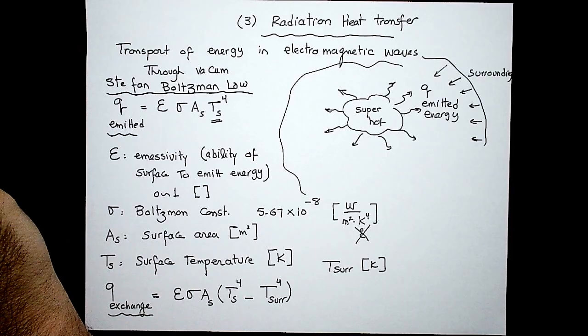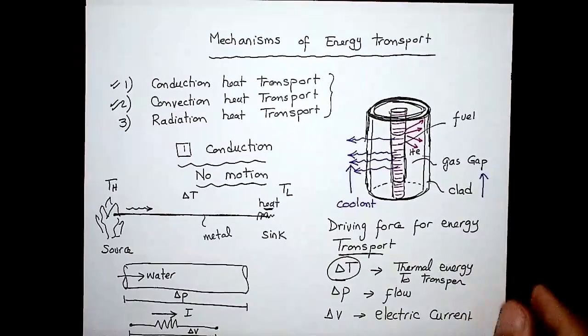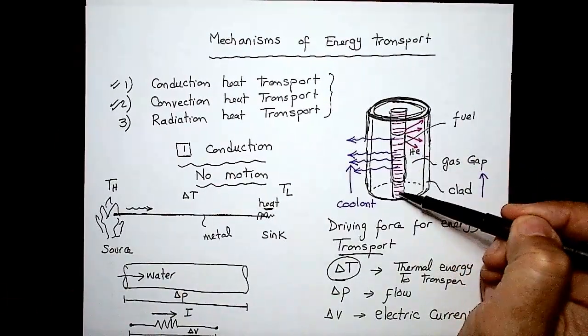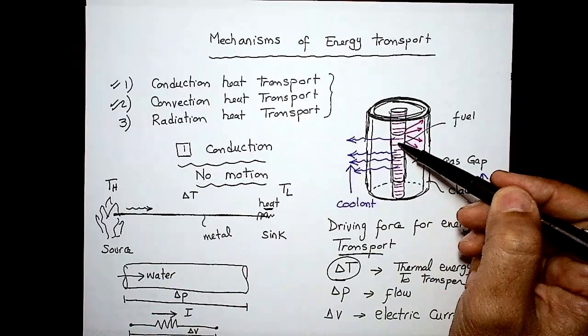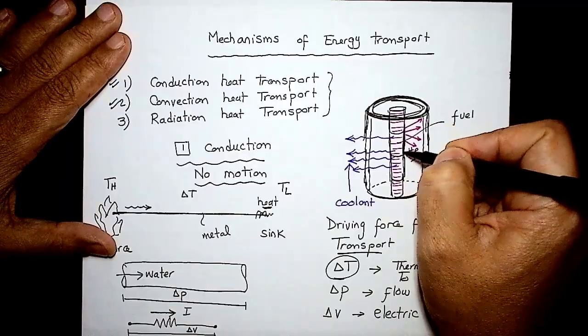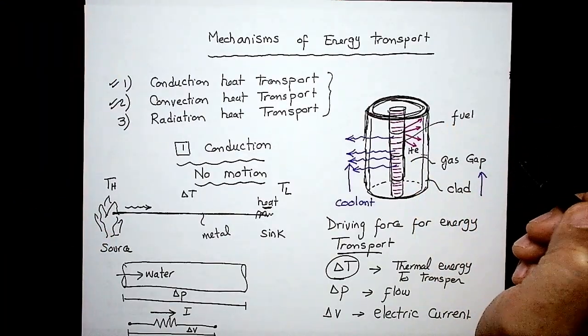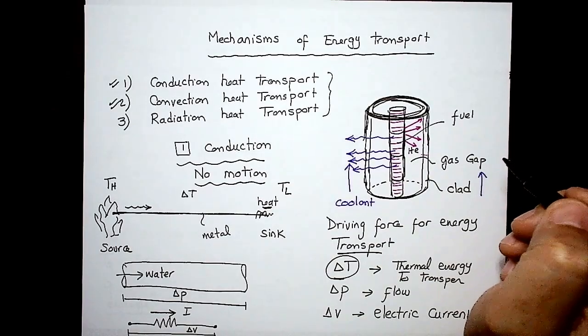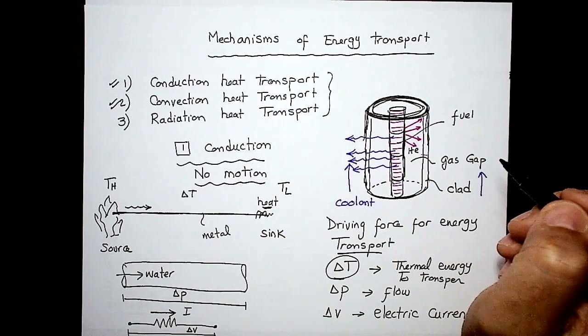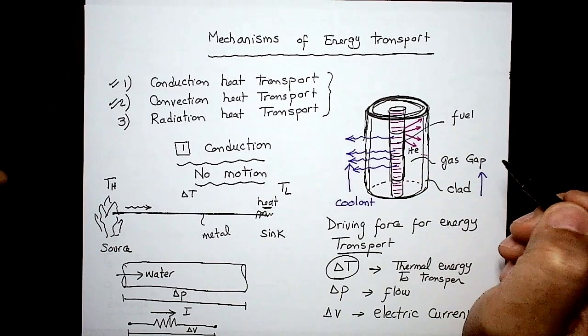So if I go back to this example, energy will be generated in the fuel rod. Energy will transport from the fuel rod, or the fuel pellet, all the way to the surface of the fuel pellet. By what? By conduction, because energy is going through a solid material. Now, we have two mechanisms that are occurring simultaneously from the fuel pellet.